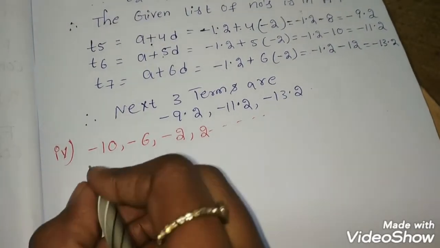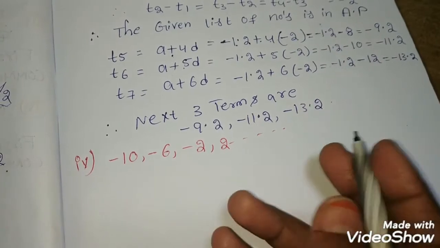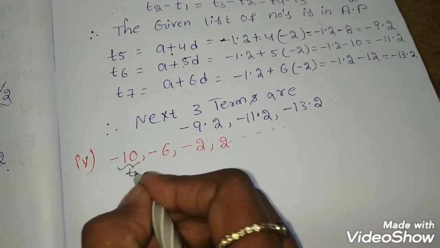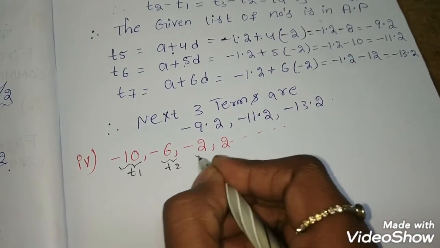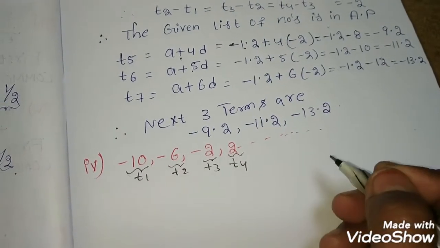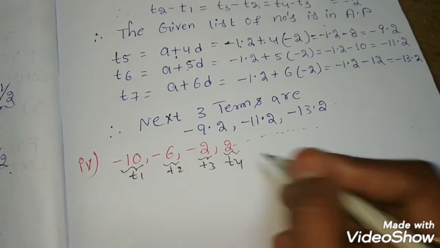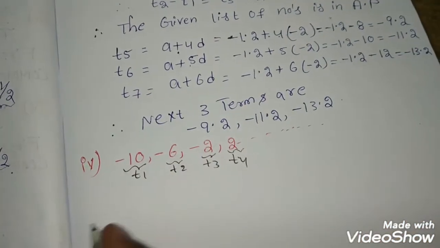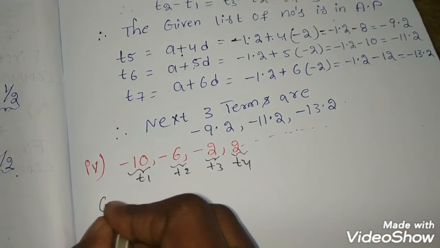See, what is the next question? Minus 10, minus 6, minus 2, 2. Same process. This is term 1, term 2, term 3, term 4. We have an infinite number of terms. So what is this series? Infinite series. Okay. Write the general term.